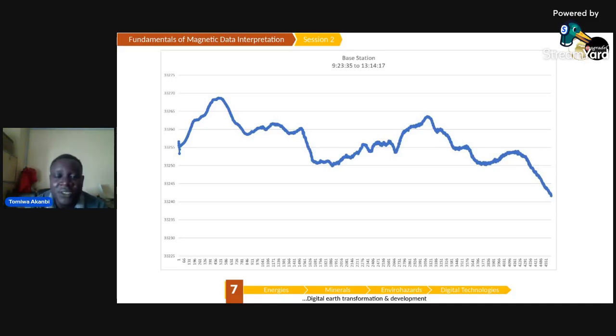Because if you plot the base station data for another day, it will be completely different from what you have here, but you still see the variation. Which is why it is important to always have that base station information in correcting your long-range data.